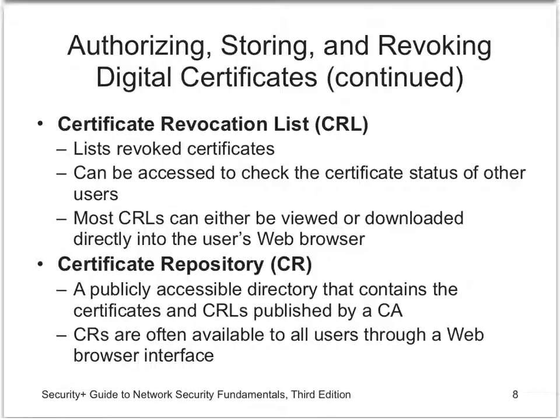The CR, the certificate repository, is a publicly accessible directory that contains certificates and CRLs published by a CA like VeriSign. VeriSign has a public entity where they store all their CAs, and Dell, Gateway, Microsoft, Amazon, all store their CAs in this CR repository. It says here they're often available to all users through the web browser interface.